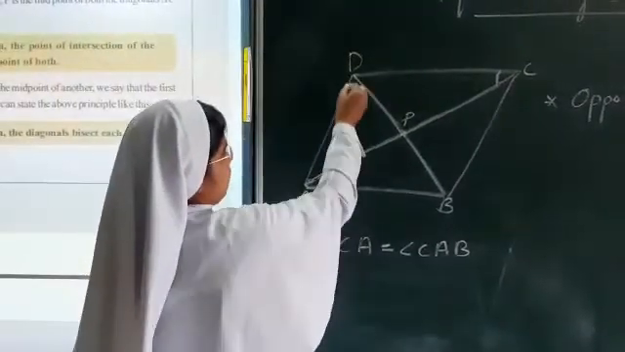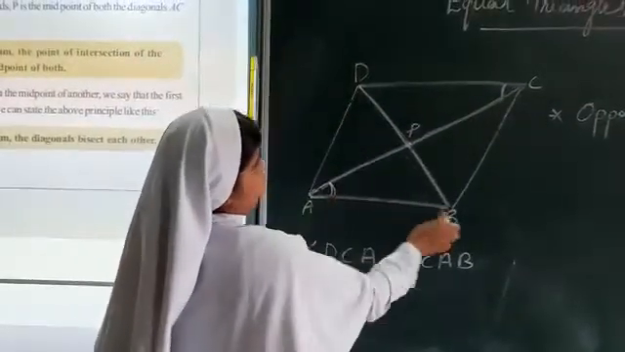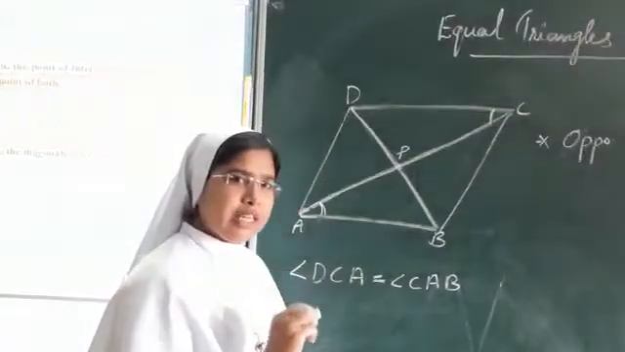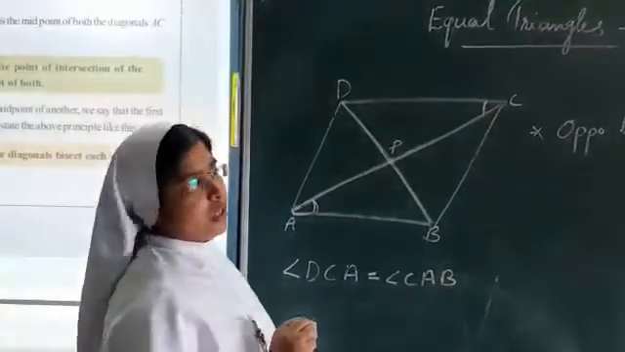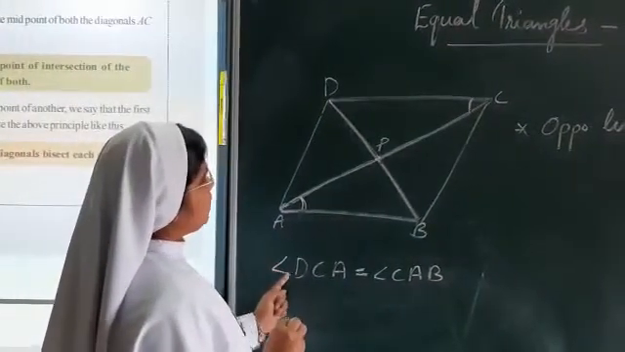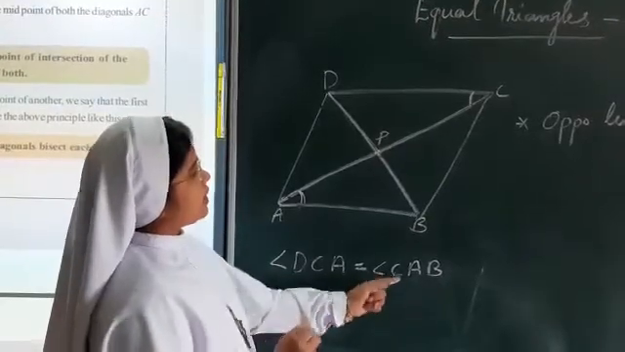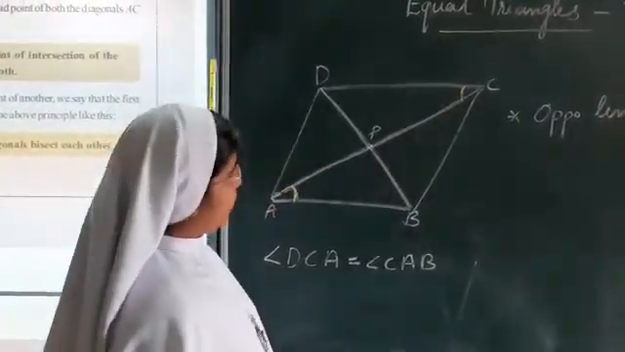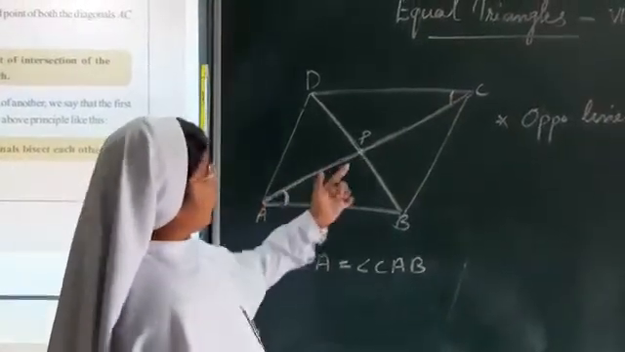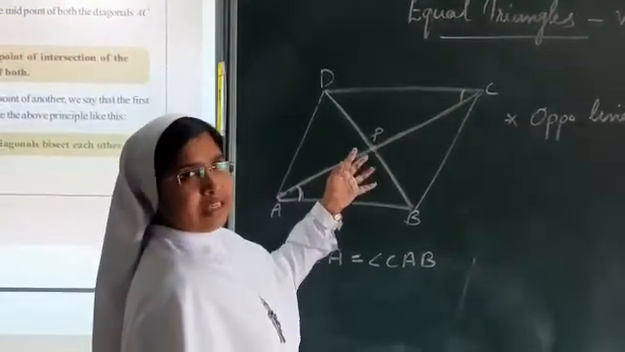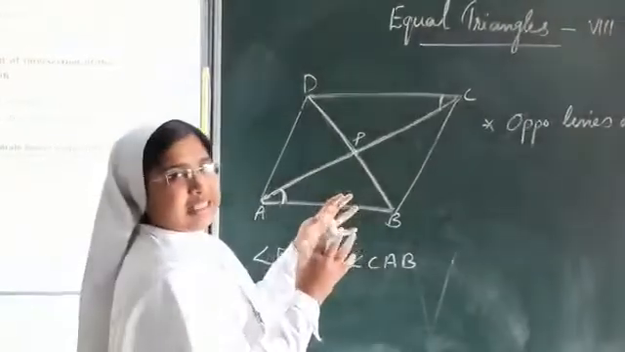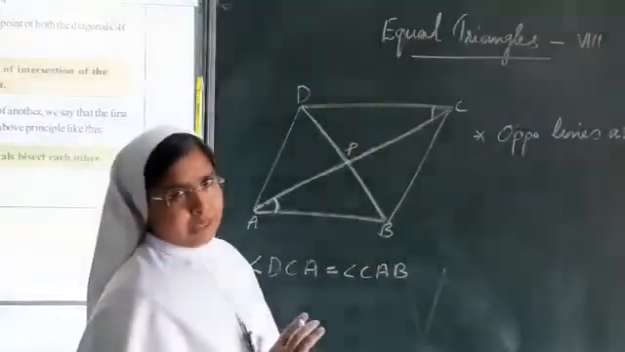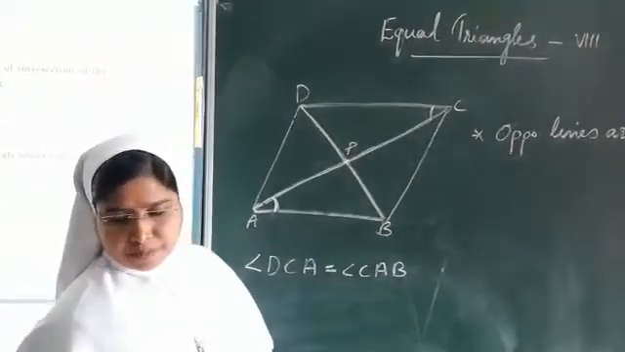And when two parallel lines are cut by a third line, then their alternate angles are equal. So we said that angle DCA is equal to angle CAB. This is the alternate angles. Then another thing we said: when two diagonals bisect each other or intersect at a point, that is the midpoint. Here the midpoint is P. So I hope you have understood.